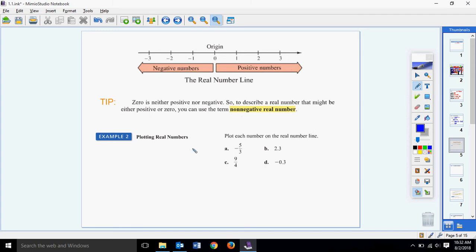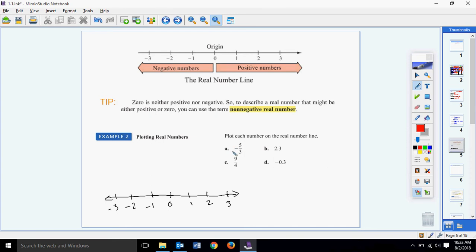Okay, so plotting real numbers. It gives you 4 numbers here that I want you to plot on the number line. So I'm going to draw one with 0 being the origin. And then I'm just going to go 1, 2, and 3, and -1, -2, -3. So just going to be a rough sketch, but let's plot part A, -5/3.